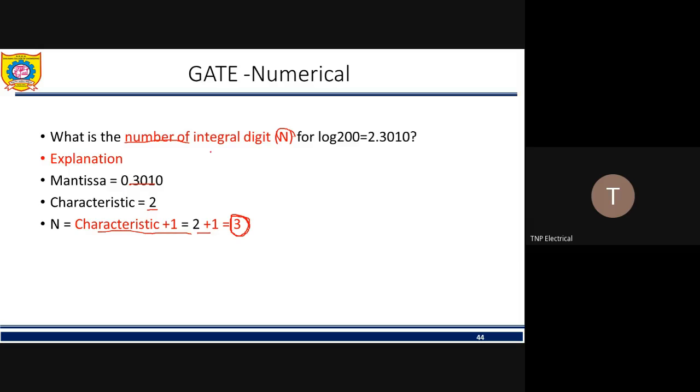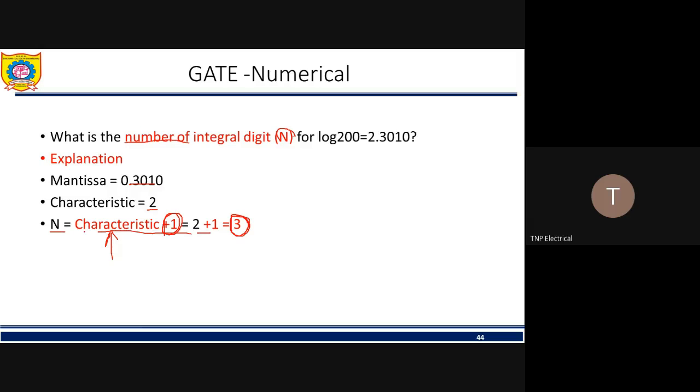So how can we find out the number of integral digits? This is a simple formula. Whatever the characteristic is given, just add 1. What do you need to add? 1.